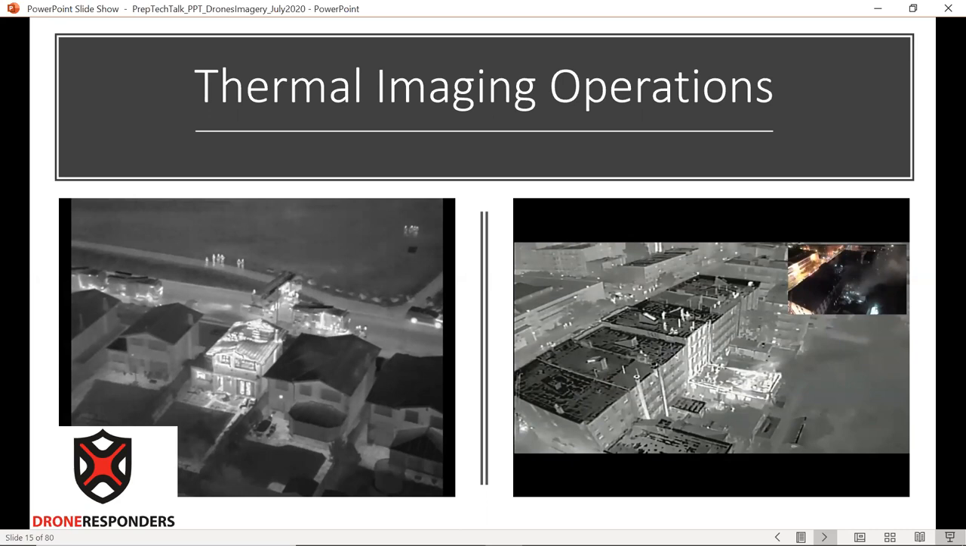On the right, you'll see a second alarm assignment, and FDNY launches a drone for every second alarm or greater fire. And you can see firefighters operating on the roof on the lower and the upper levels.